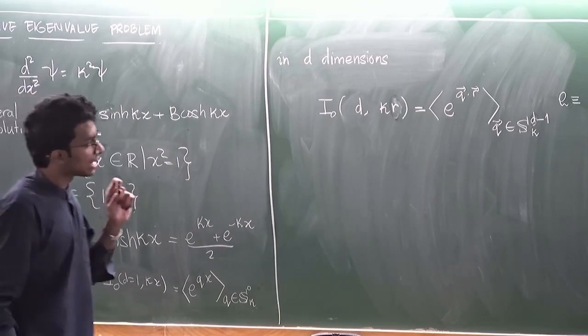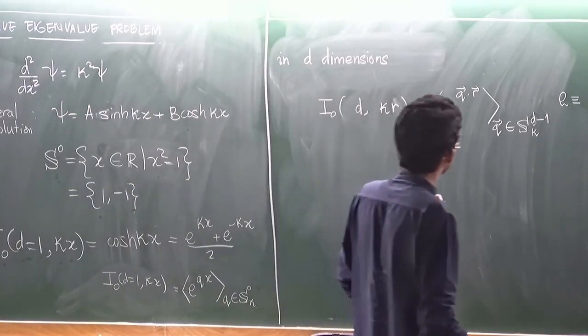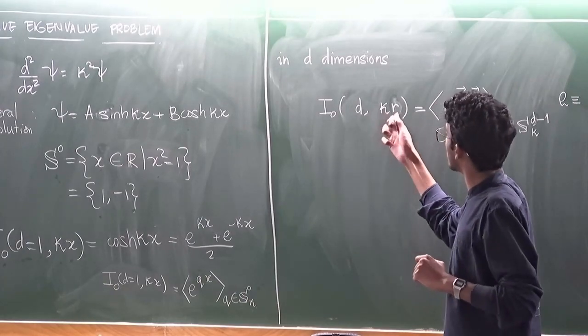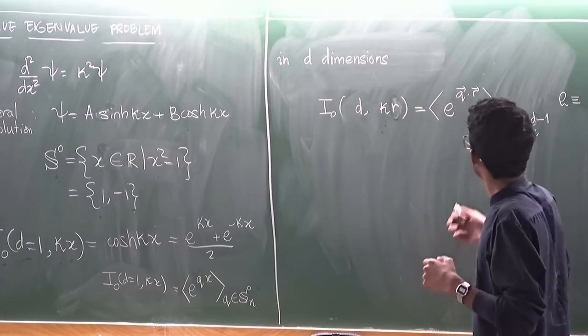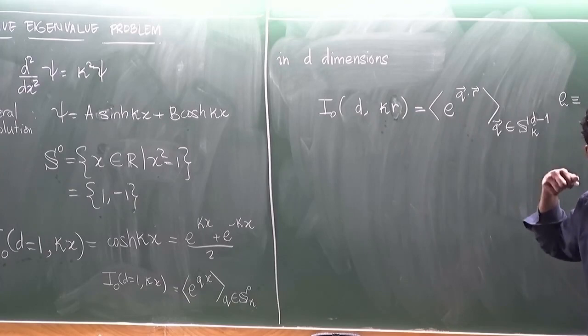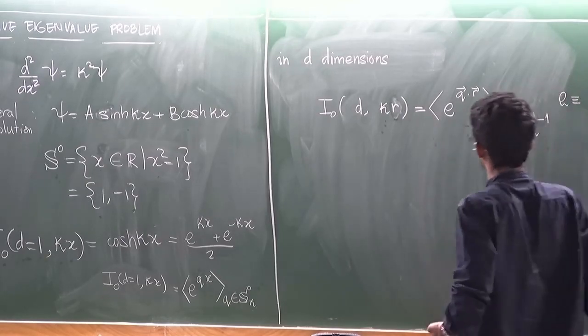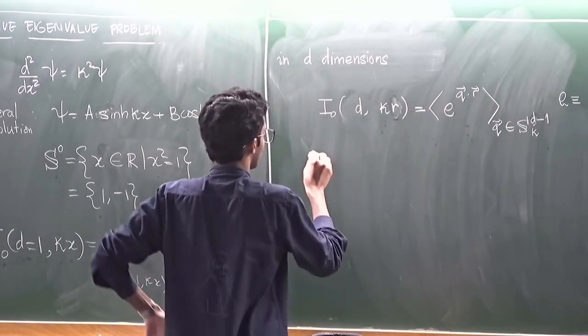Okay. Let me explain why. Firstly, I have to explain that this is spherically symmetric, because on this side I just wrote kappa r, not kappa r vector, right? So I have to show you that this is a function of just the modulus of r. But that's very easy to see, because what am I doing here? What does this average mean? Let me explain this average.